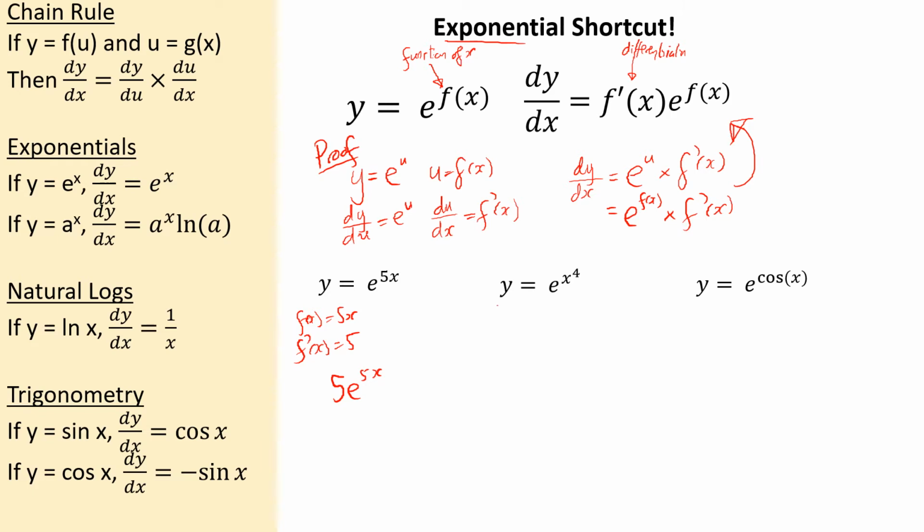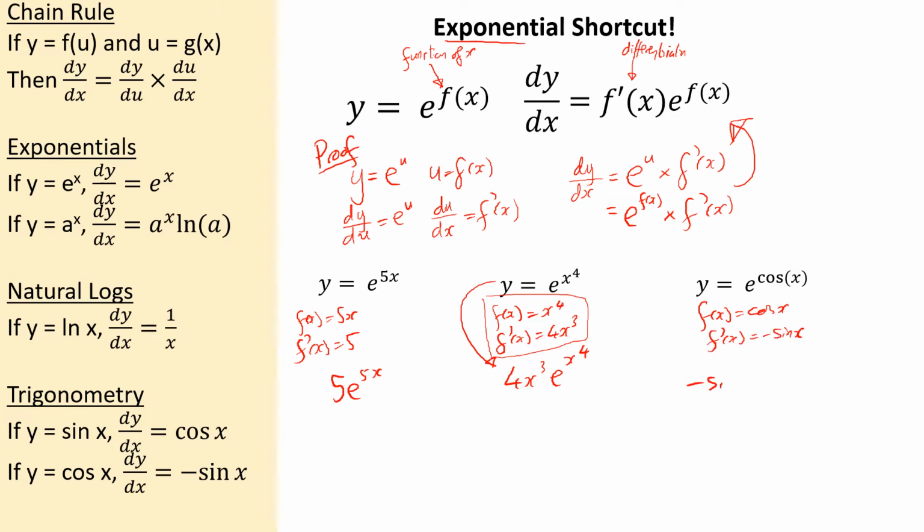Okay, let's do another one. In this case, I've got f(x) is x to the 4. Differential of that is 4x cubed. So I've got 4x cubed e to the x to the 4. Now, when you get good at this, you don't need to obviously write this out. You can go straight from there to there and just think, well, I'll just write my e to the x to the 4 and differentiate it and stick it at the front. Last one, f(x) is cos x. Differential of that is minus sine x. So we've got minus sine x e to the cos x.